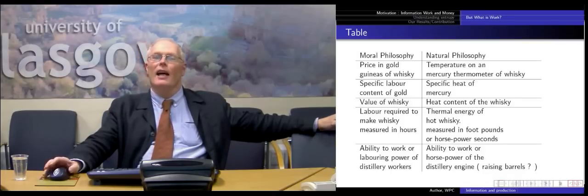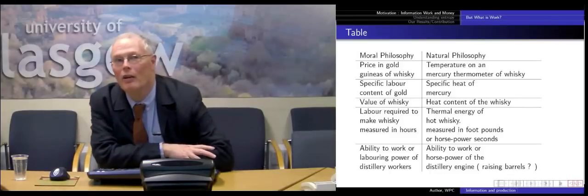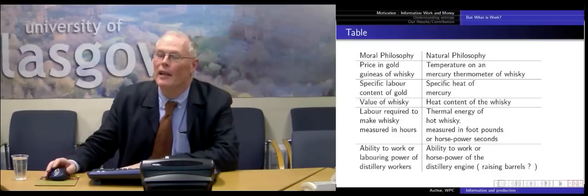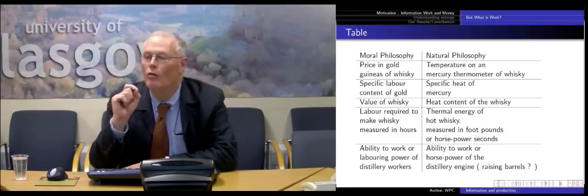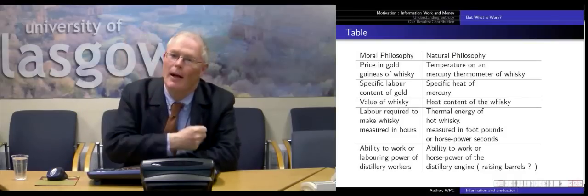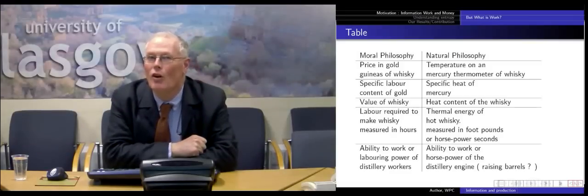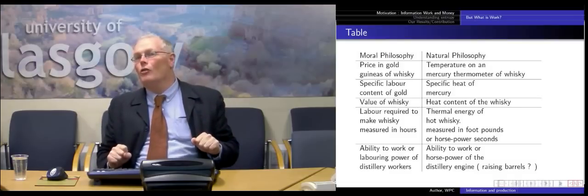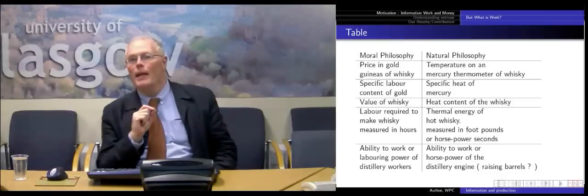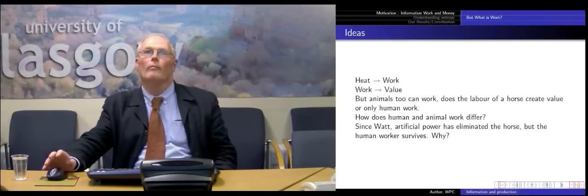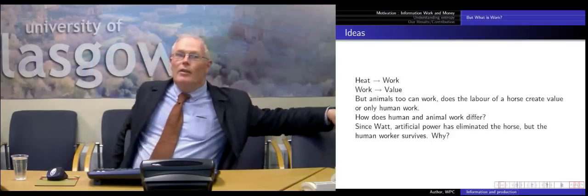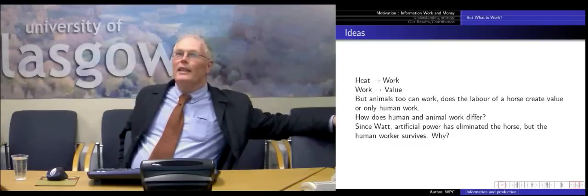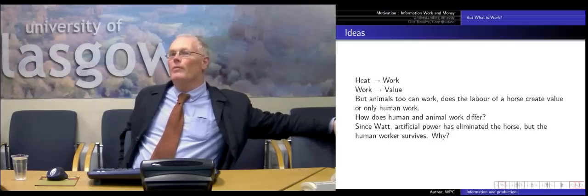And behind these lies the ability to work, or labour power, of the distillery workers on the one hand, and on the other hand the horsepower of the engine, which, for instance, is measured by raising barrels. So there is an analogous set of concepts which were being developed in 18th century natural philosophy and being applied in political economy at the same time. So we have the notion from Watt that heat is equivalent to work. You have the notion from Smith that work is equivalent to value.